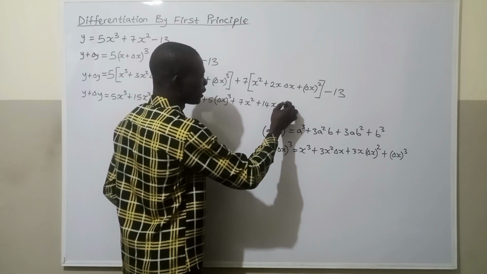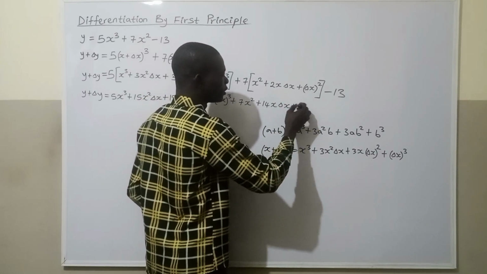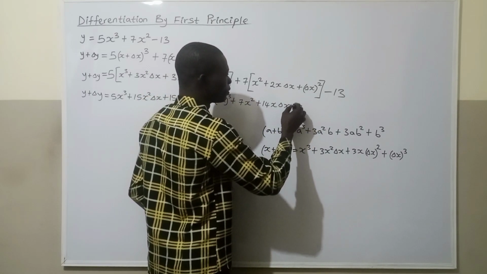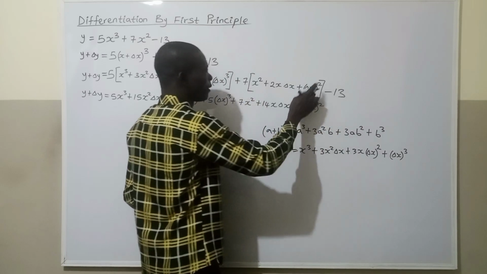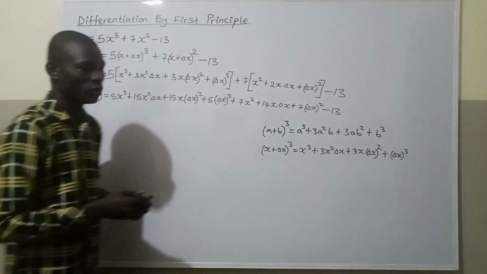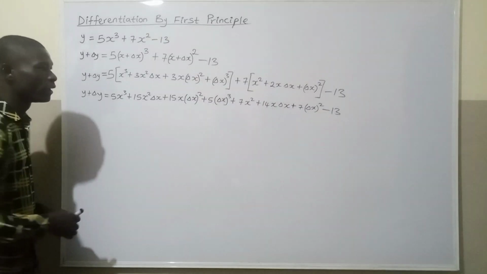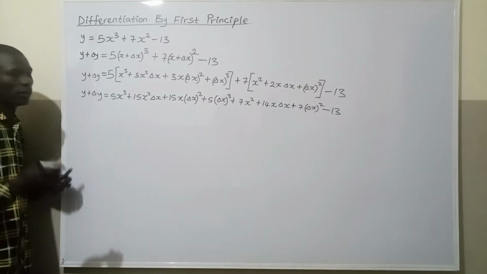14x delta x. And then 7 multiplied by this, that's going to be plus 7 delta x squared. And finally, minus 13. That's what we have. Moving on, the next thing now is to make delta y the subject of the formula. How do we make delta y the subject?